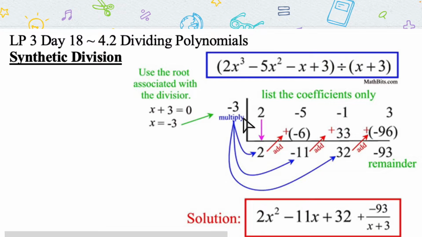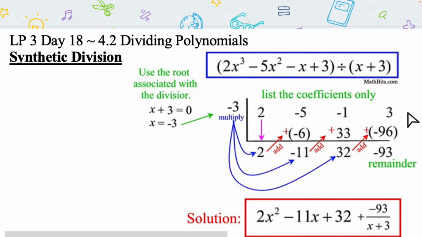Then we're going to list the coefficients only. A coefficient is the number out in front. You do want to make sure that if there's anything skipped, you take note of that. What I mean by skipped is it should go x cubed, x squared, x, no x, so 3, 2, 1, 0. If any of them are missing, say that x squared wasn't there, you need to fill that spot in your synthetic division with a 0 as a placeholder. With this one, nothing is skipped. They're all there. So I have 2, negative 5, negative 1, and 3.